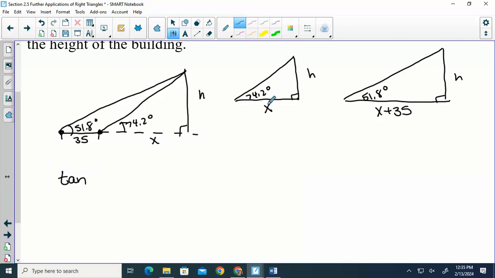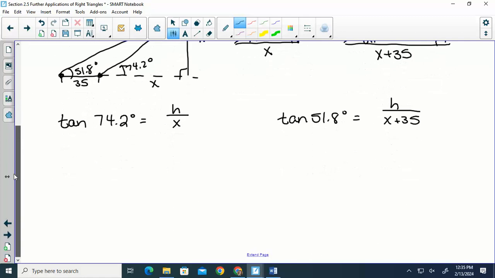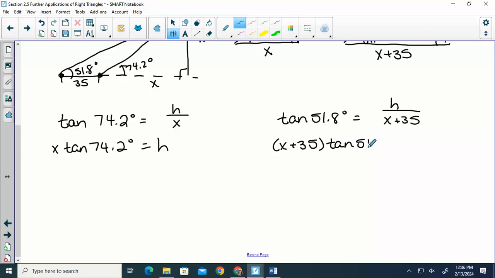So the two sides that we're looking at are opposite and adjacent. So that's tangent. So in both triangles, I can set up my tangent. Now I'm not going to be able to solve it yet, but if I multiply over, then they are both equal to H. So if they're both equal to H, what can you do?